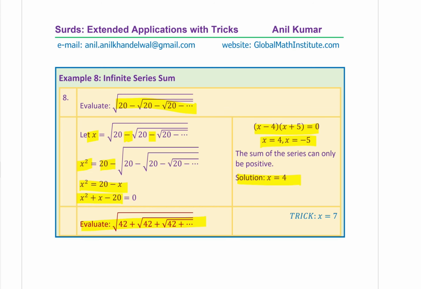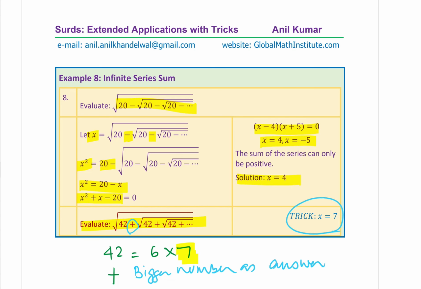So you can apply this particular strategy, use this method, and understand how we can solve similar questions. The trick here is 42 can be written as 6 times 7, and since we have positive, the solution will be the bigger number, 7, right? So if this is positive, in that case we're looking for the bigger number as the answer. Is that clear to you? So the answer in this case will be 7, but I would like you to follow the method and see whether you really get it.